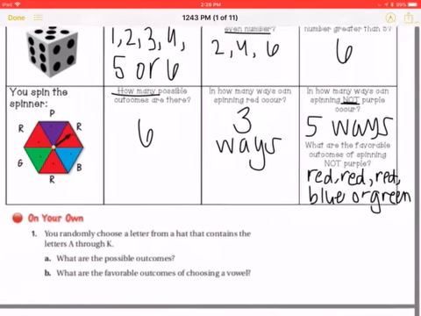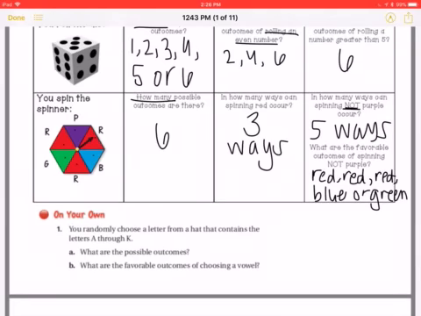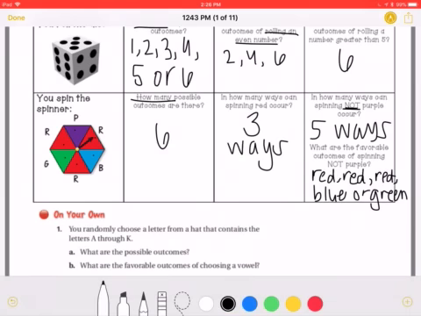Perfect. Now, here's our last example of our lesson. What I want you to do is for your own practice. Pause the video, try this number 1 here, parts A and B, and then press play when you're ready. All right, welcome back. You should have tried this on your own. So it says you randomly choose a letter from the hat that contains the letters A through K. What are the possible outcomes? So I would list out, we have all the letters A through K.